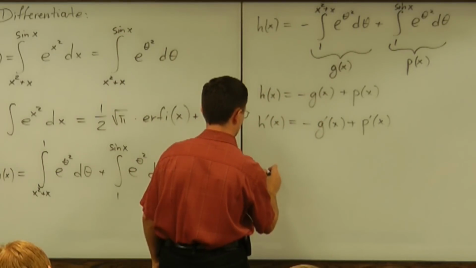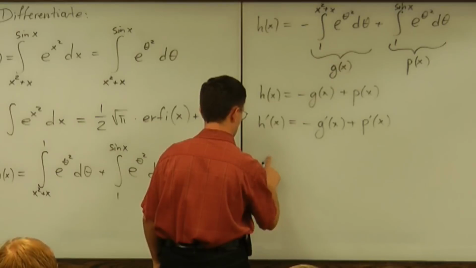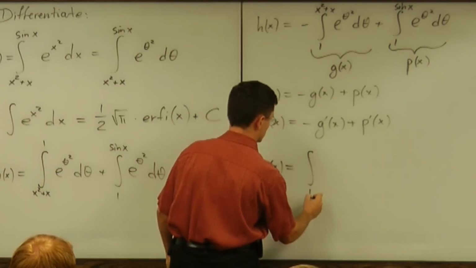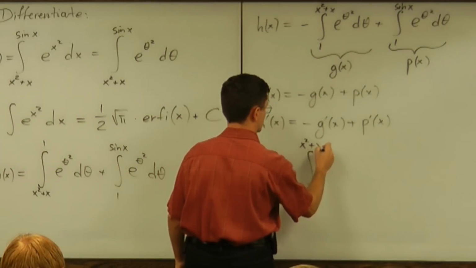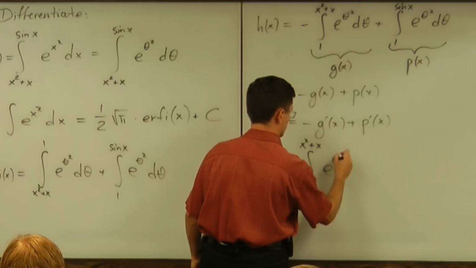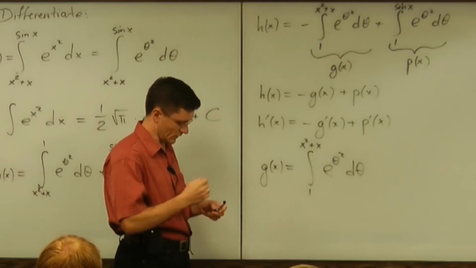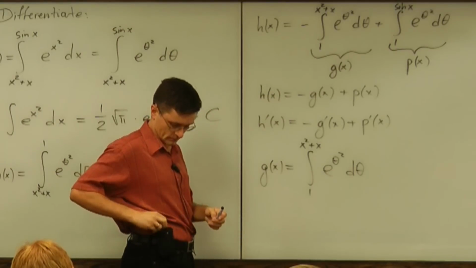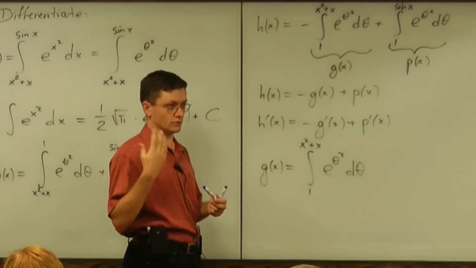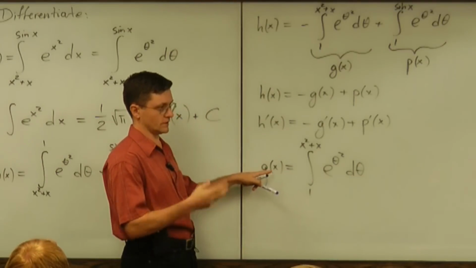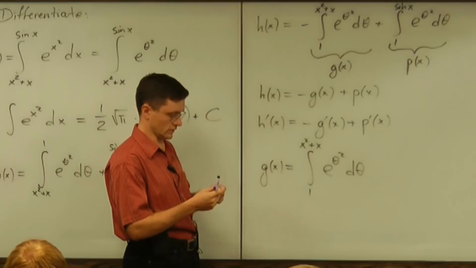So how do I find the derivative of the function g of x, which is the integral from 1 to x squared plus x of e to the theta squared d theta? Well, what I have to think about is something in the spirit of the chain rule. I would think about g of x as a composition of two things.